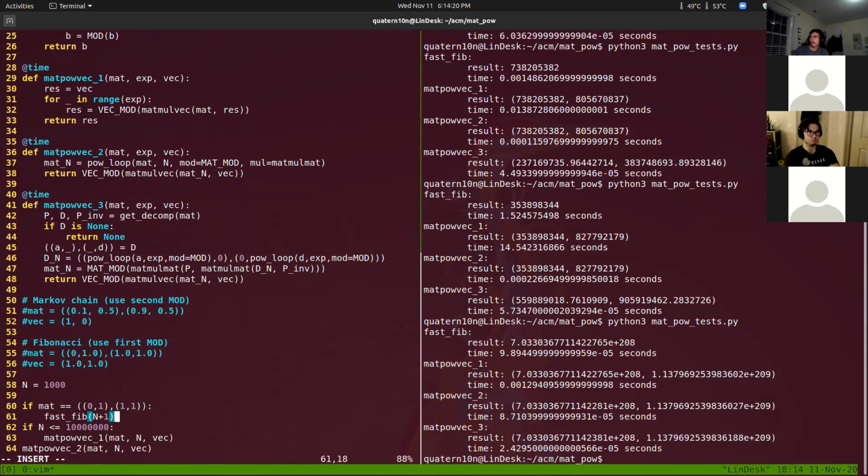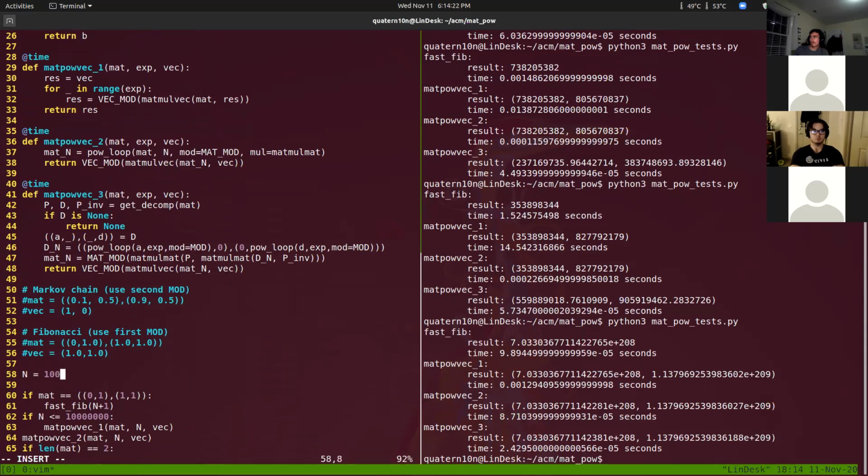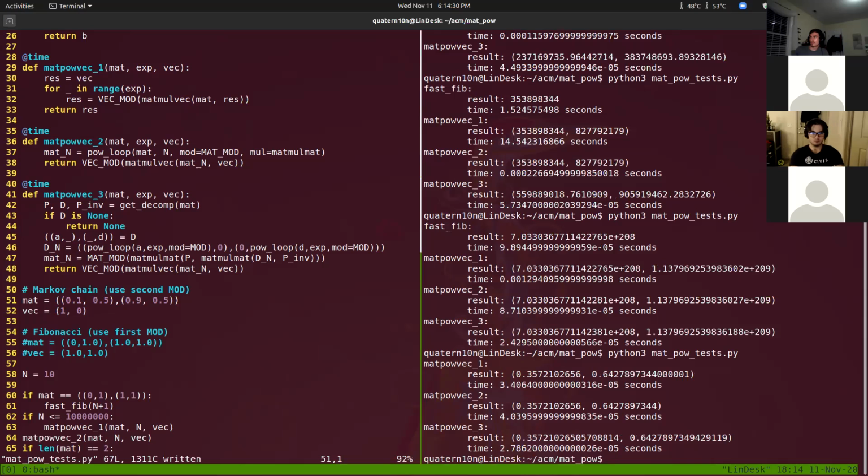So if I do now, let's say 100, oh, I'm going to change these back. So now with the same Markov chain, we can see that after some iterations, they're all roughly the same speed. The eigenvalue one is still faster, even just at 10, which is somewhat surprising.